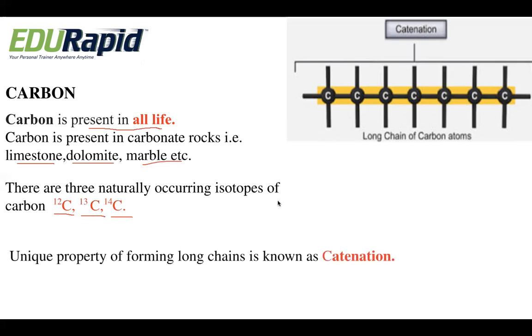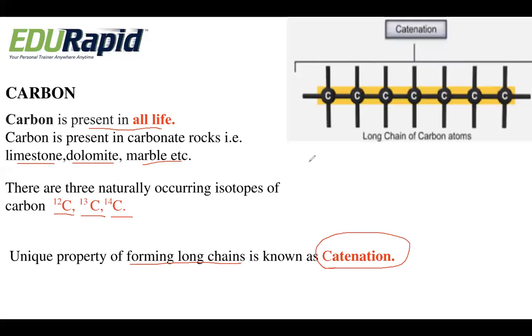Why is carbon so special? Why do we have to make a single chapter about carbon and its compounds? It is because it has some special properties. Let us study about it. One of the most important properties, the unique property of carbon, is forming long chains, and this property is known as catenation.